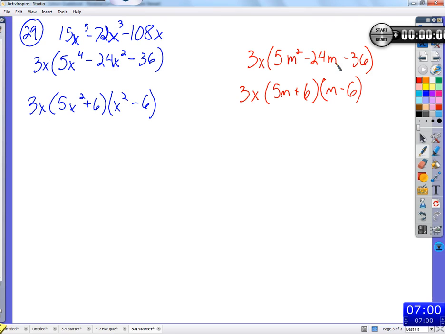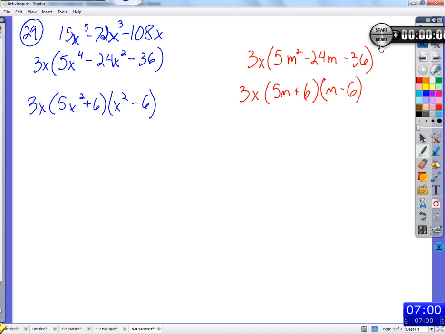Let's all love each other. It's a simpler way, like Dakota's saying, to look at that polynomial. It is something squared, and this is like the non-squared version of that thing. This is x squared squared, and this is x squared. It's just x squared, but it's not itself squared.